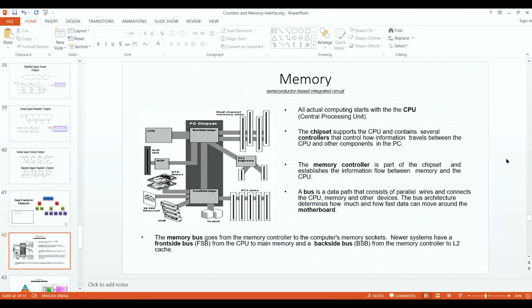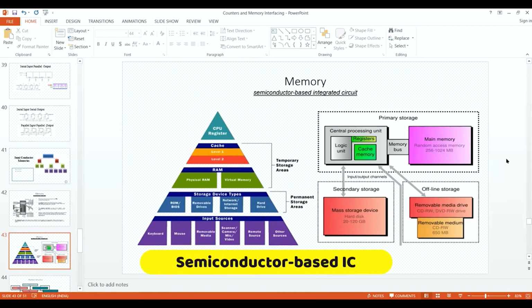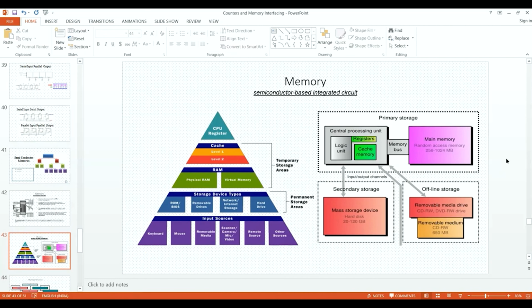For memory, semiconductor-based integrated circuit, you can check this out. We have a CPU register. Then we have cache memory, which is used to reduce the mismatch between your keyboard and the computer speed, because they are not matched. One is analog, one is digital. So cache memory, level 1, level 2. Then we have RAM memory. It can be physical memory or virtual memory. Nowadays we talk more about virtual.